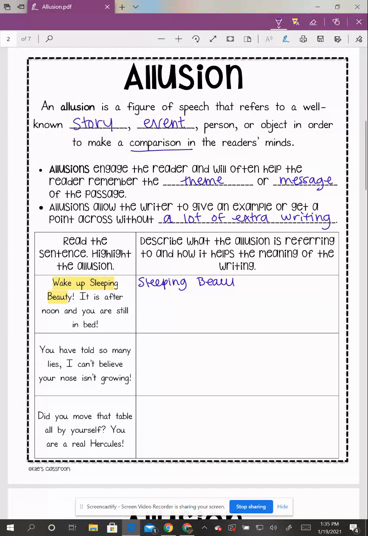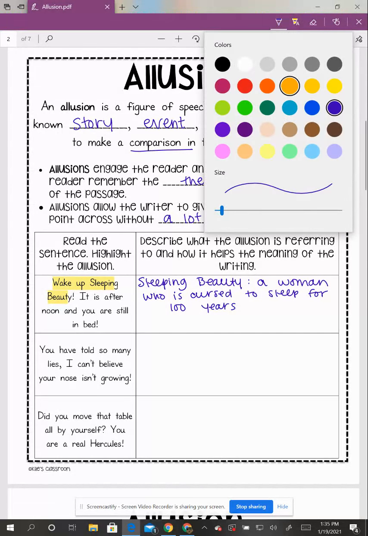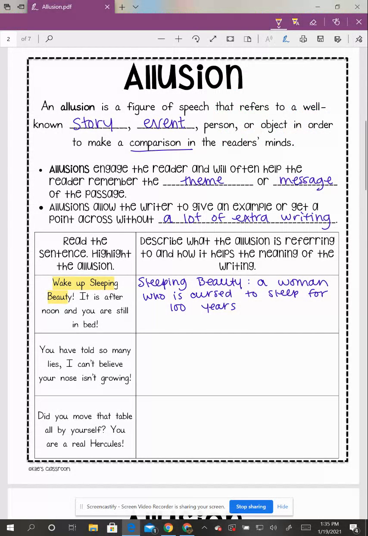if I were to describe who she was, she's a woman who is cursed to sleep for 100 years. But now I want to know, what does that have to do with the writing? How does it compare to what I'm writing about? Well, this must mean that the reader knows that Sleeping Beauty slept a long time. So that means this person must have slept a long time.